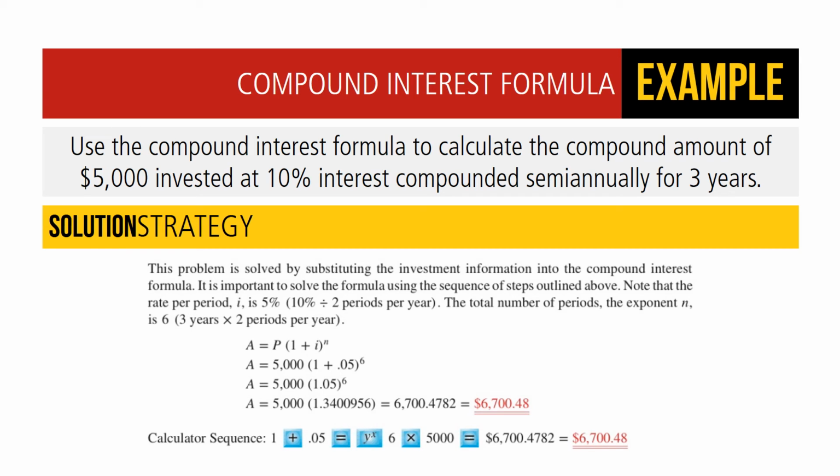That means A equals 5,000 times 1.3400956. This ultimately equals $6,700.48. You can also follow this calculator sequence if you have the y^x key.